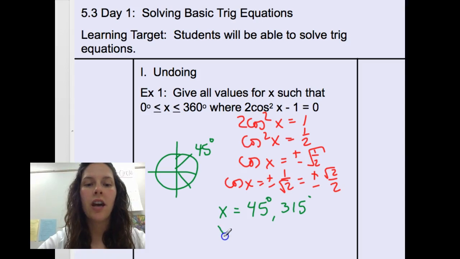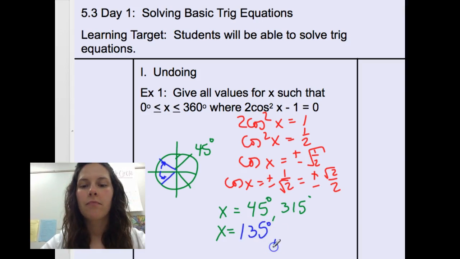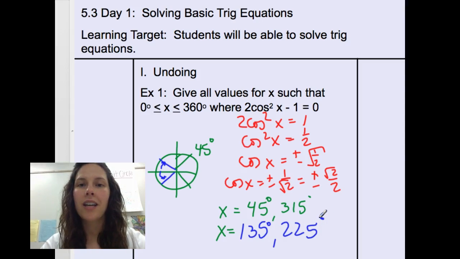So now we're going to take a look at when cosine is negative root 2 over 2. That will be in the second and third quadrant. Again, both of them are 45 degrees from the x-axis. So this one you can think about taking 180 and subtracting 45, and then 180 and adding 45 if you don't have those degree measures memorized. That would give us 135 degrees and 225 degrees. So those are the four values where our cosine will be either positive or negative square root of 2 over 2.